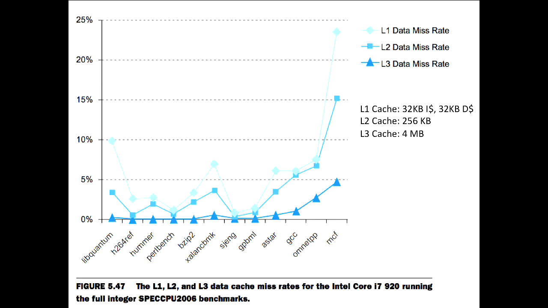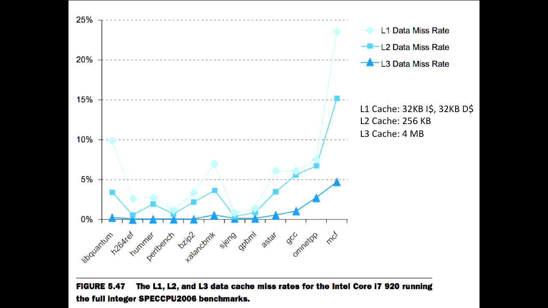So here's some actual data. I think this is from the textbook. What this is showing you is, this axis is different benchmark programs with different input data. There are three curves representing level one, level two, level three miss rates. This is percentage miss rates on the y-axis.